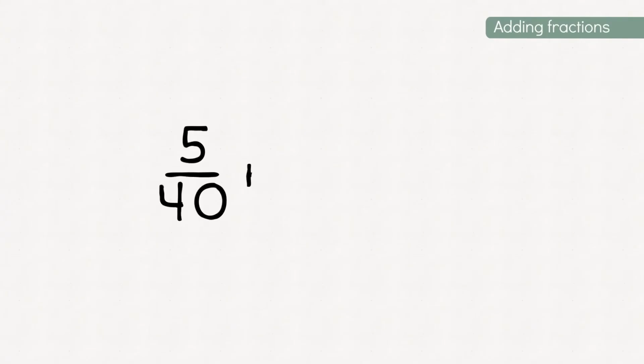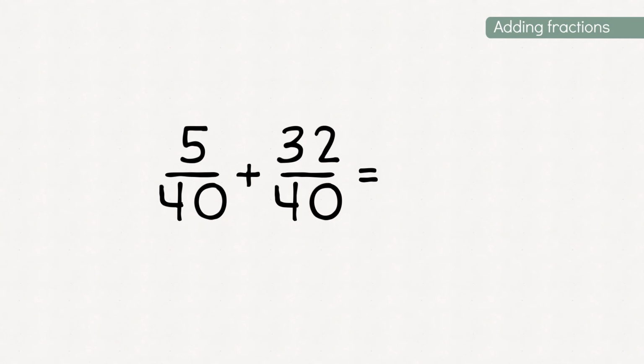Once you have found the common denominator, you can add the fractions. You do this by adding the numerators of both fractions. 5 plus 32 makes 37. The answer, therefore, is 37/40. Do not forget to reduce the fraction when possible.